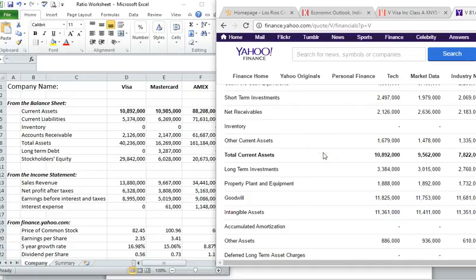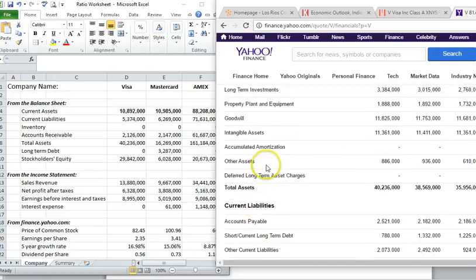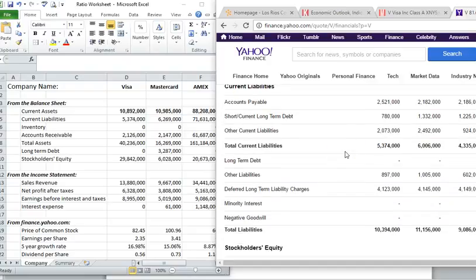Next, we're looking at total assets, which is again here, total assets. Finally, we're going down to long-term debt. Here is long-term debt, and it looks like Visa does not have any long-term debt. This is the category we're looking at. We're not looking at any of these deferred long-terms, just sticking with that.